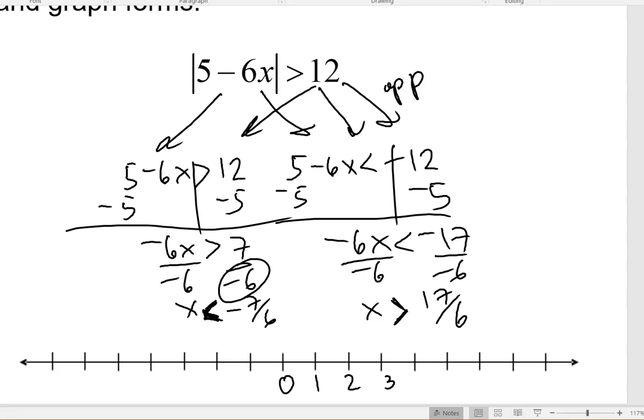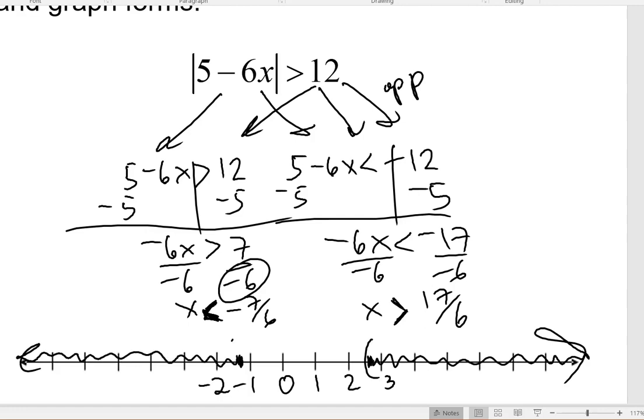Okay? So we're going to graph negative 1 point something, about right there. And 17/6 would be 2 point something a little higher. How does it compare to the 17/6? Well, greater would be to the right. How does it compare to the negative 7/6? Less than would be to the left. And both have the symbol of the parentheses. Okay?